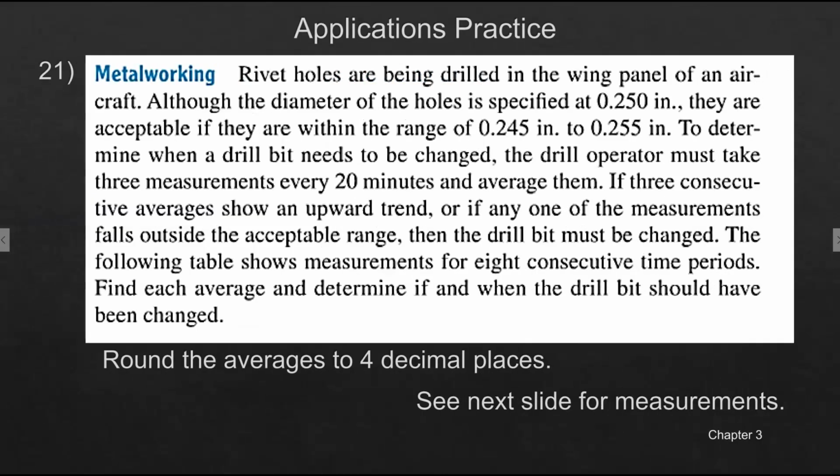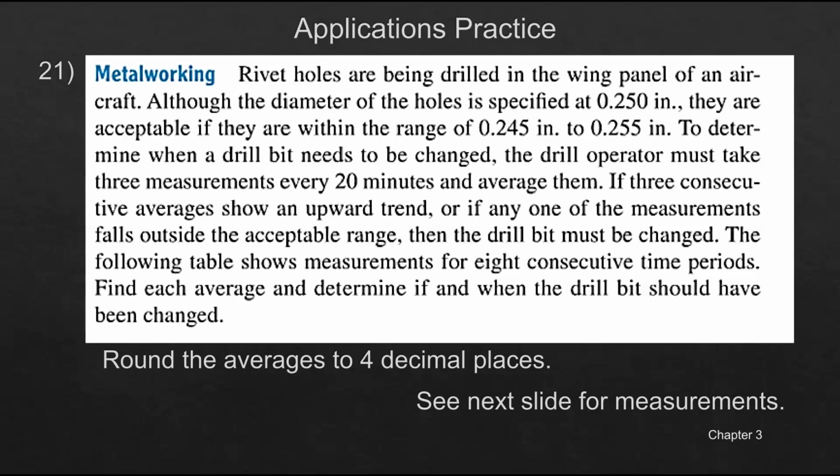Okay, so this is a fairly long problem, and let me read it. Rivet holes are being drilled in the wing panel of an aircraft. Although the diameter of the holes is specified at 0.250, right, that's 250 thousandths or 25 hundredths, they are acceptable if they are within the range of 245 thousandths to 255 thousandths of an inch.